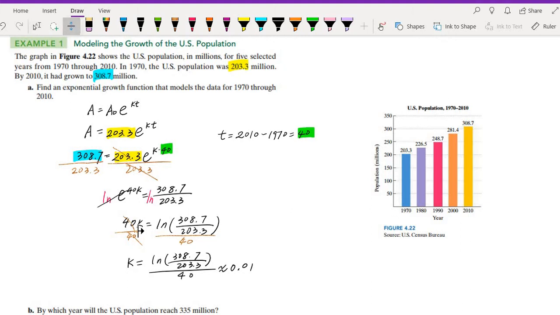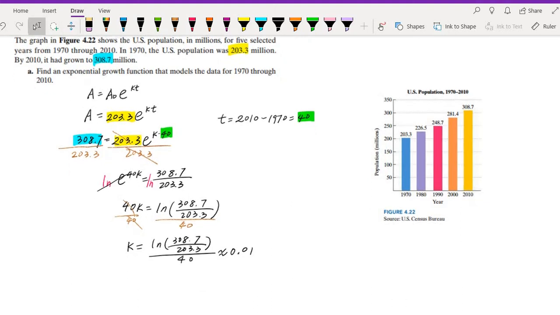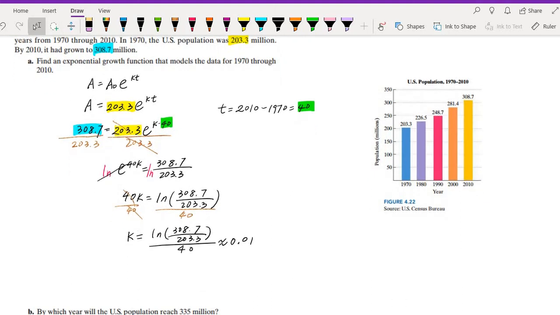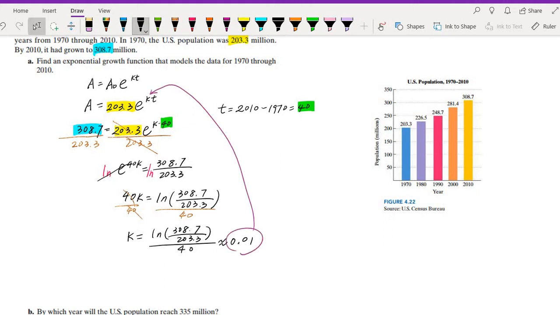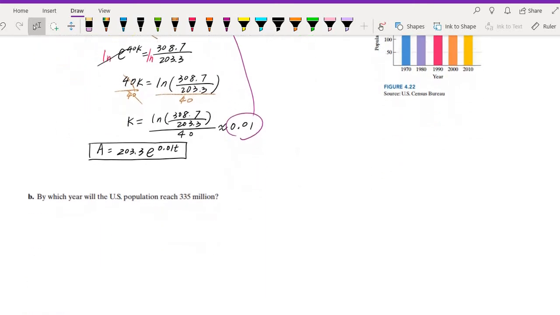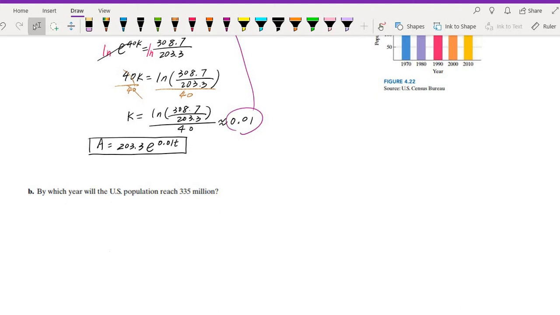Because the question is asking you to find an exponential growth function, all you have to do now is bring this back. That means we're going to have a equal to 203.3 e to the 0.01t. That is our exponential growth function. Let's look at part B. Part B, by which year will the U.S.